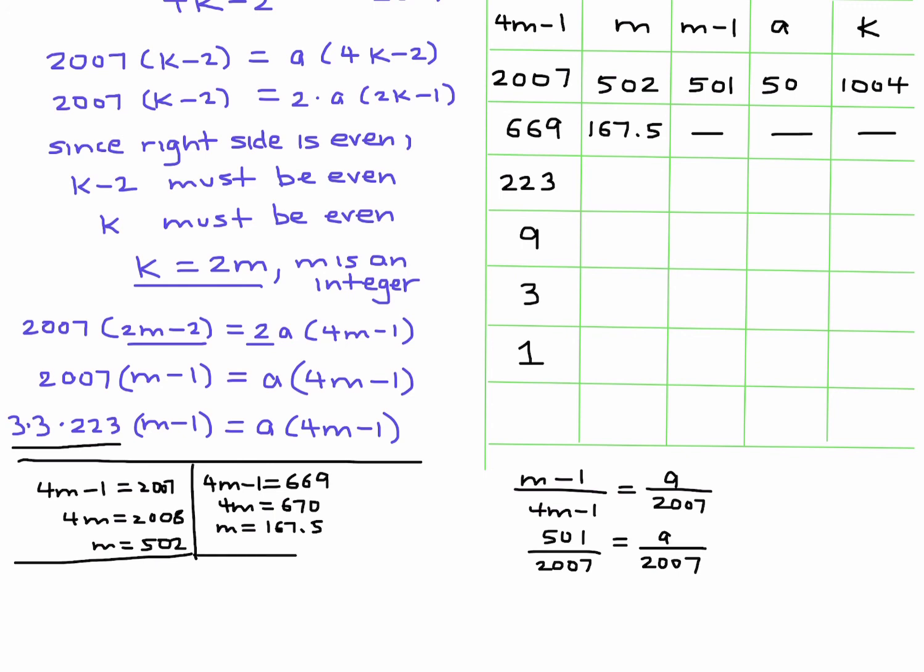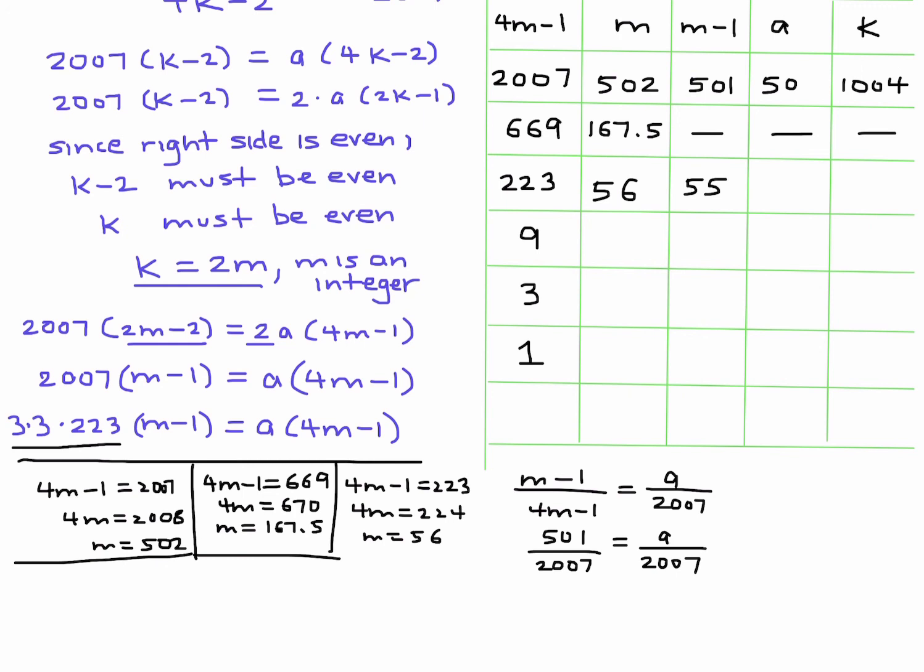All right, keep going. Next one, 4m minus 1, we let it equal 223. So that means 4m is equal to 224, correct? And therefore m is equal to 56. So this is 56, m minus 1 therefore would be 55.